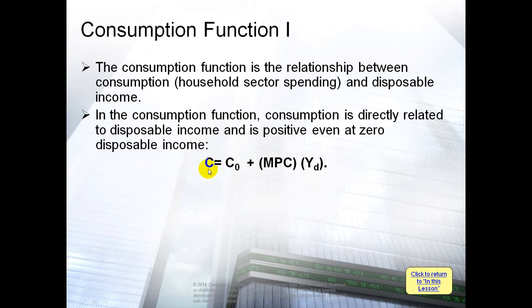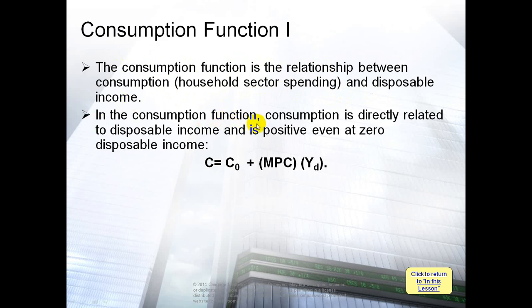يعني in general total consumption عبارة عن two parts autonomous and induced، لما نجمعهم مع بعض نحصل على total consumption، وهذه consumption function تبع كينز. So the consumption function is the relationship between consumption, household sector spending, and disposal income.